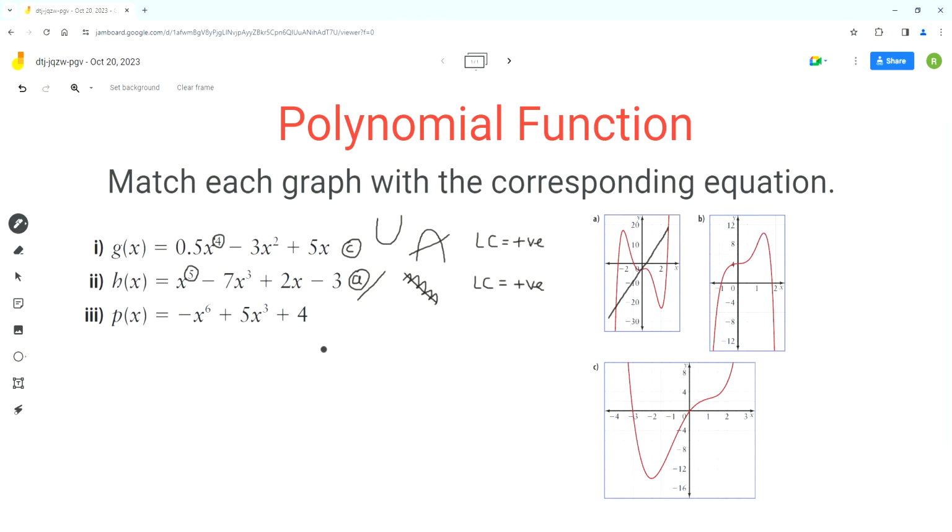Now let's analyze the third equation. The third equation has a degree of 6. So that's an even degree. So the graph should either start and end above the x-axis or start and end below the x-axis. And the leading coefficient here is negative. So it's -1, or that invisible 1 there. So that means the graph should start and end below the x-axis. So like this. And that is the only available choice, option B.